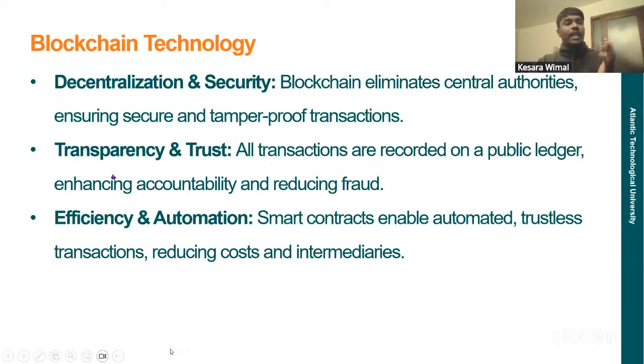Then we have transparency and trust. All the transactions are recorded in a public ledger, so we can achieve transparency. And then the trust is there, enhancing accountability and reducing fraud. Finally, we can talk about efficiency and automation. Latest, it comes to smart contracts after Ethereum emerged. With smart contracts, we can do automation, and it also gives efficiency in dealing with blockchain platforms.